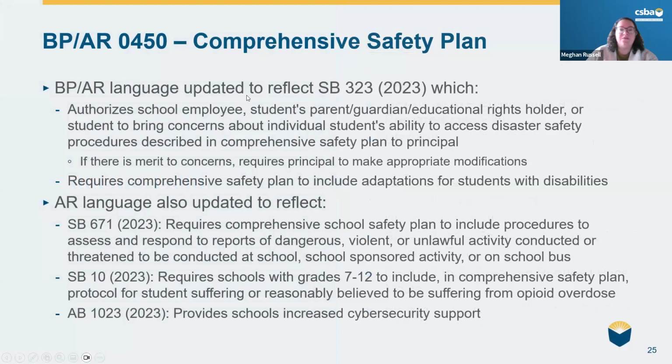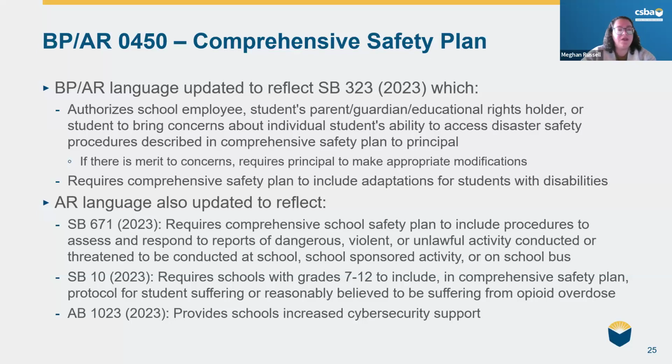So we'll be focusing our discussion for student health on the policies that are dealing with safety, since many of them have been impacted by SB 323, which was passed in 2023. And SB 323 requires comprehensive safety plans to include adaptations for students with disabilities in accordance with the Federal Individuals with Disabilities Act and Section 504 of the Federal Rehabilitation Act of 1973. The comprehensive safety plans were already required to include adaptations for students with disabilities in accordance with the ADA, but it added a new component as well.